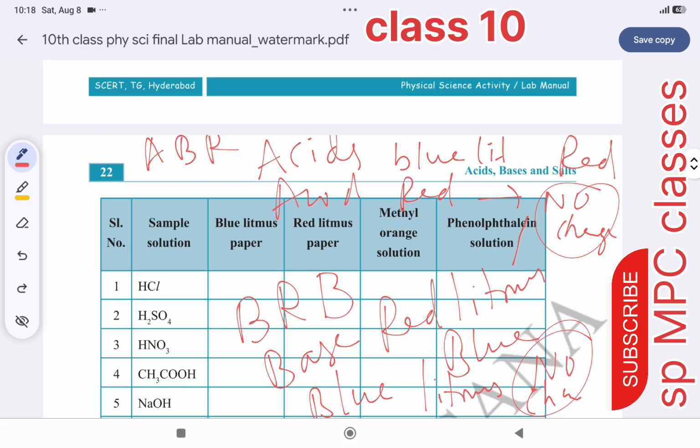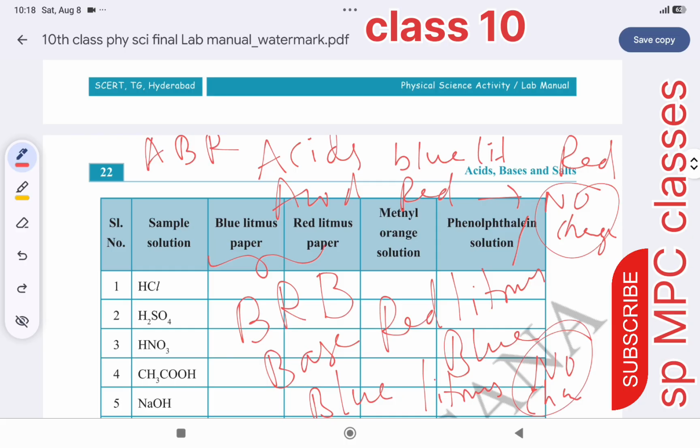Acid does not change red litmus to any color. Base does not change blue litmus to red color. But acid changes blue litmus paper to red color, and bases change red litmus to blue color. So these are the topics you have to remember. Methyl orange and phenolphthalein, these two are synthetic indicators. You know what is meant by an indicator: it indicates whether it is acid or base by giving a change in the color. That you have to remember.